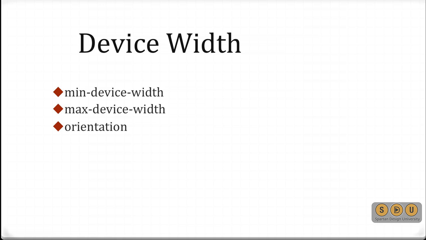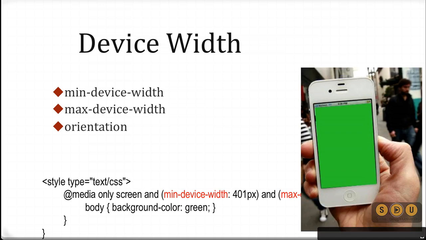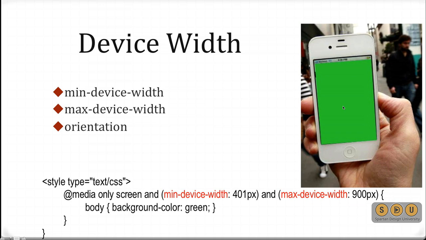Some devices will also support the orientation query, which means you can ask it, are you in landscape mode or are you in portrait mode? However, it's not well supported, therefore it's not very useful. In this example code, this phone would be green because the minimum reported device width of this thing is 320. Even if it's in landscape mode, it's still 320. 320 falls cleanly between 401 and 900, therefore it's going to become green.